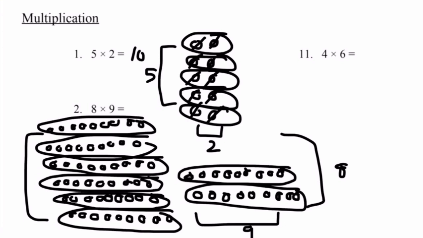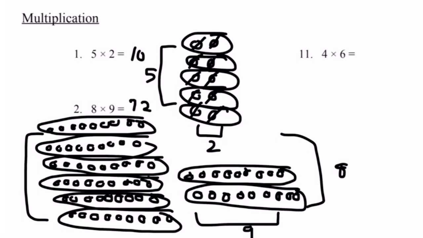Let's add it all up to find our final answer. 8 plus 8 equals 16, 16 plus 8 equals 24, 24 plus 8 equals 32, 32 plus 8 equals 40, 40 plus 8 equals 48, and 48 plus 8 equals 56. And 56 plus 8 equals 72. Therefore, we know that 8 times 9 equals 72.